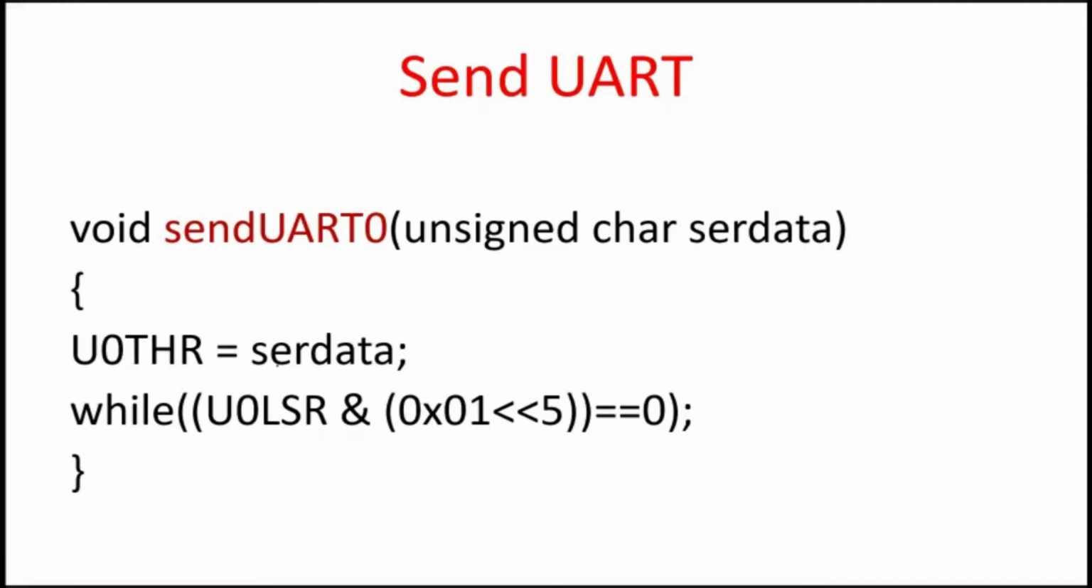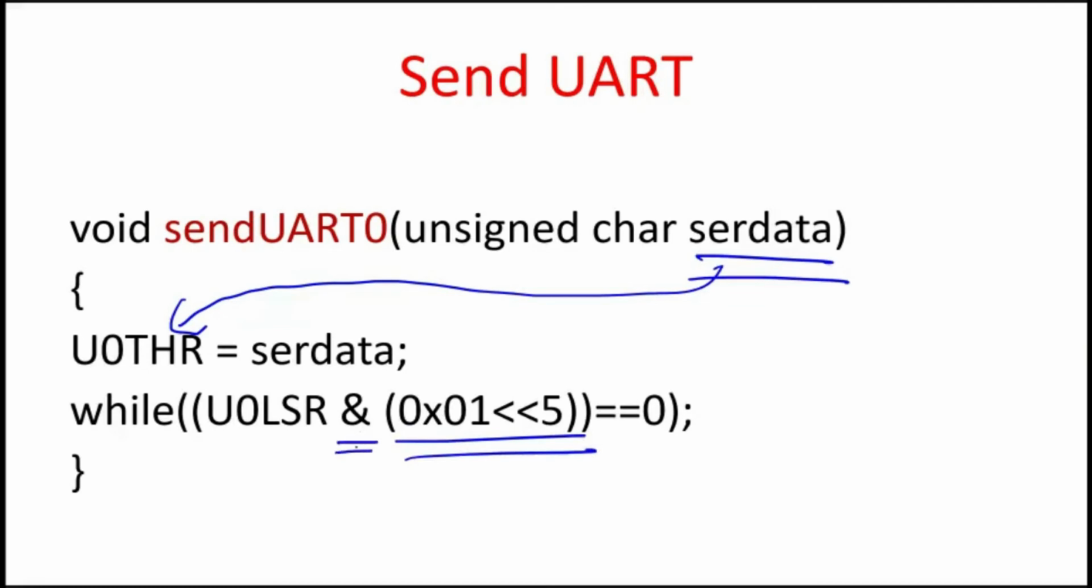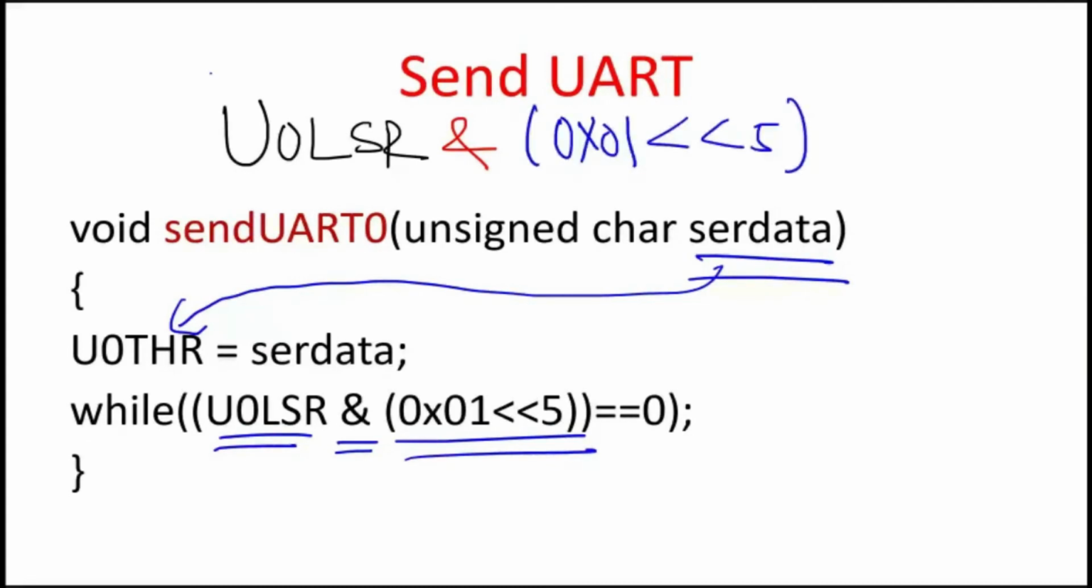So you write a general purpose function. Whatever data you want to transmit, you pass it as a parameter and put it into the transmit holding register. How do you know that the data is successfully transmitted? You take the 5th bit and perform an AND operation on the status register. I write it here. I take the UART0 line status register, perform an AND operation with hexadecimal 01 left shifted by 5 times. If this entire result happens to be a 0, then I keep waiting there.